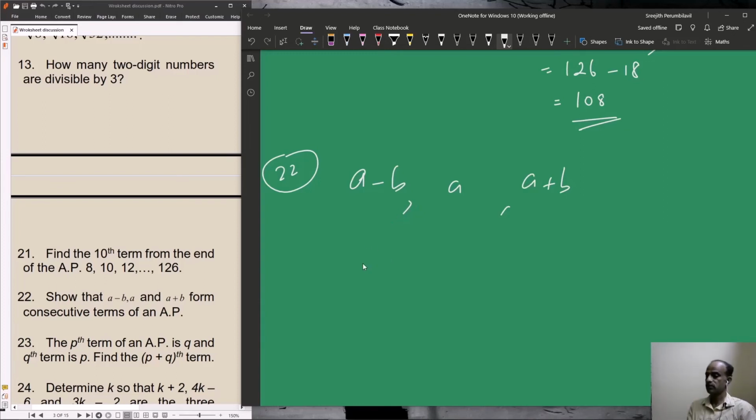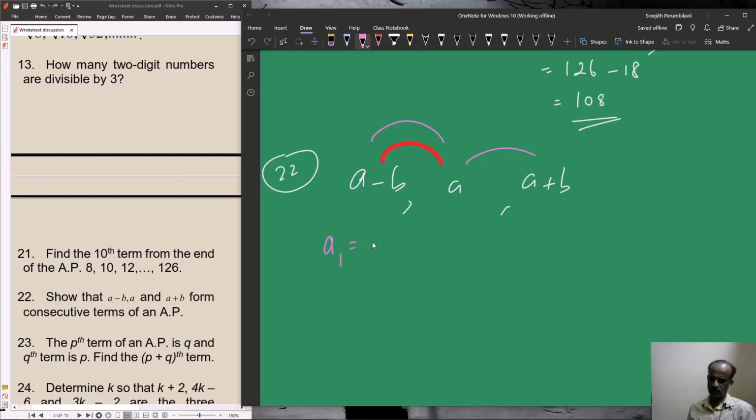If they are the 3 consecutive terms of an AP, then there should be something happening. What is that? The common difference should be one and the same. Then only they will become the 3 consecutive terms. I never mean they are the first term, second term.